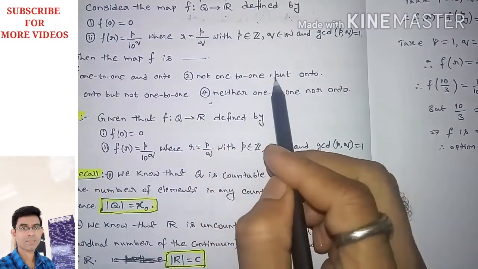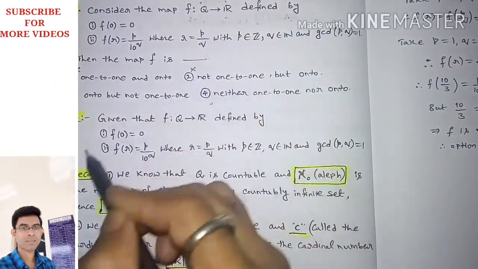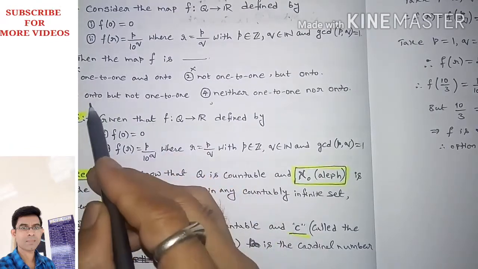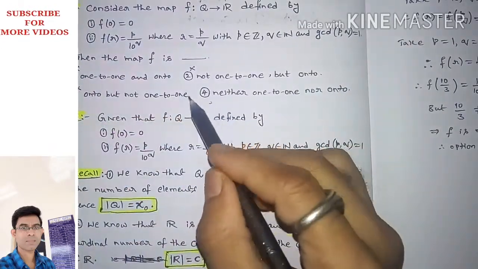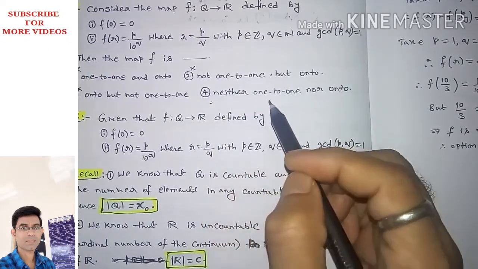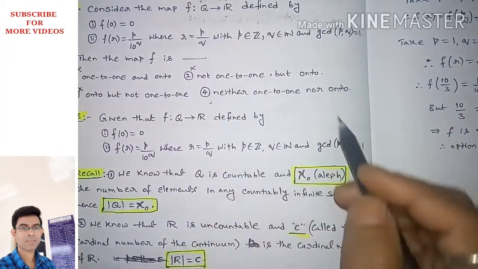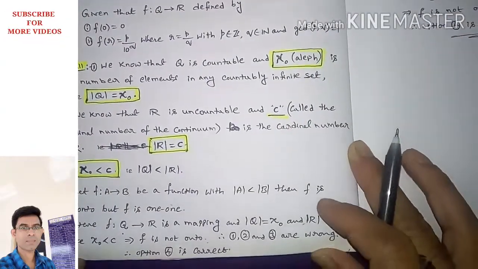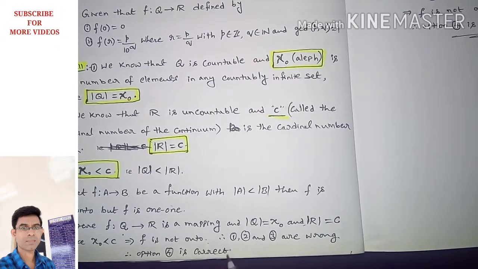And option number 2, not one-one but onto. Here f is not an onto function, so we can discard option number 2 also. And coming to the third option, onto but not one-one, here f is not an onto function, so we can discard option number 3 also. So the only possible option is option number 4. Option number 4 is correct, that is neither one-one nor onto. So we will check option number 4. Trivially, option number 4 is correct, because option number 1, option number 2 and option number 3 are wrong, so hence only option number 4 is correct.